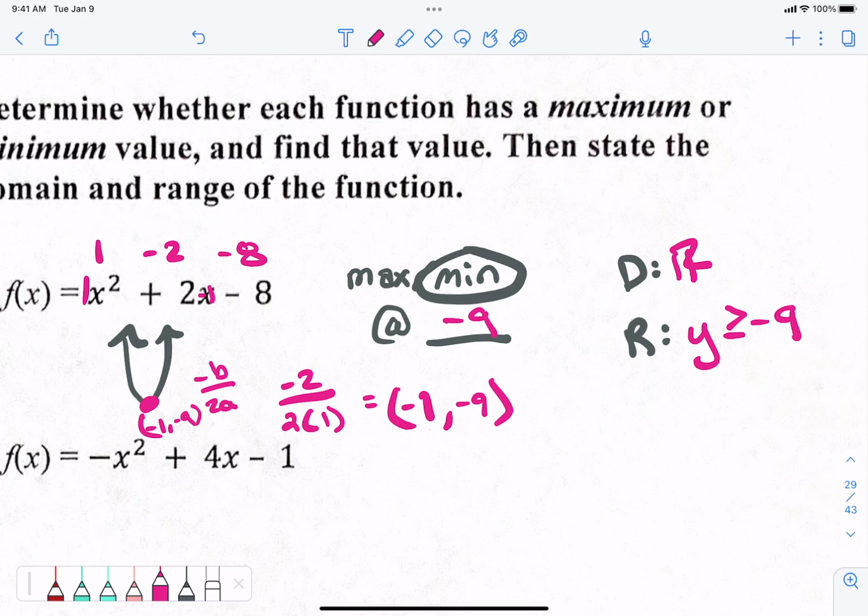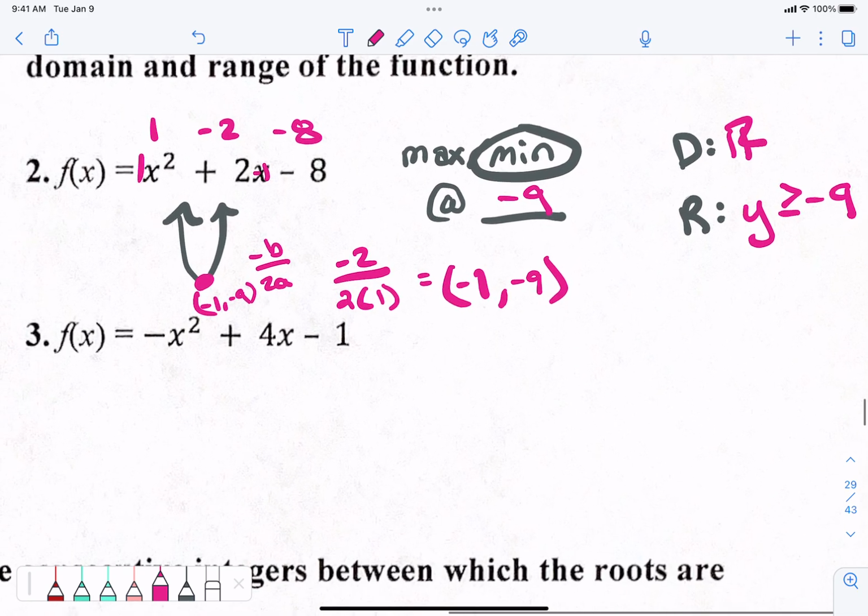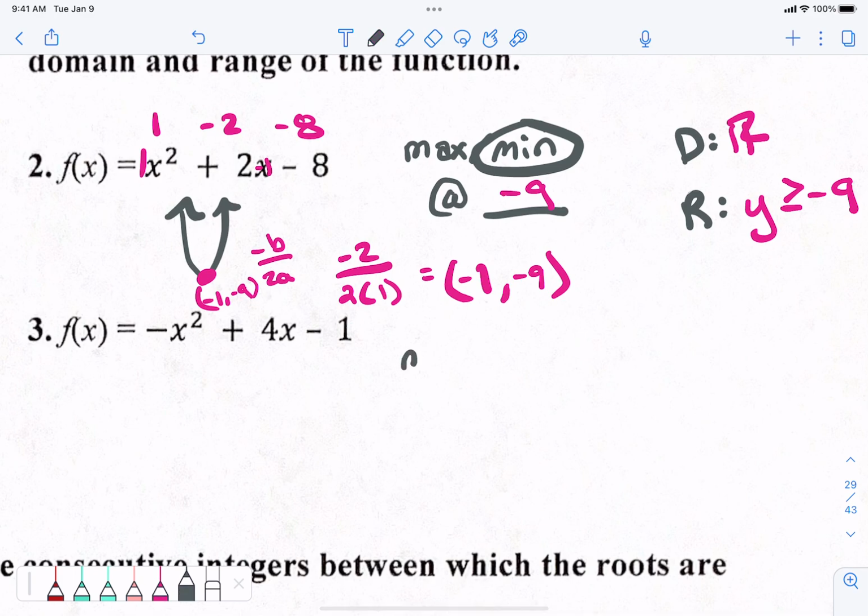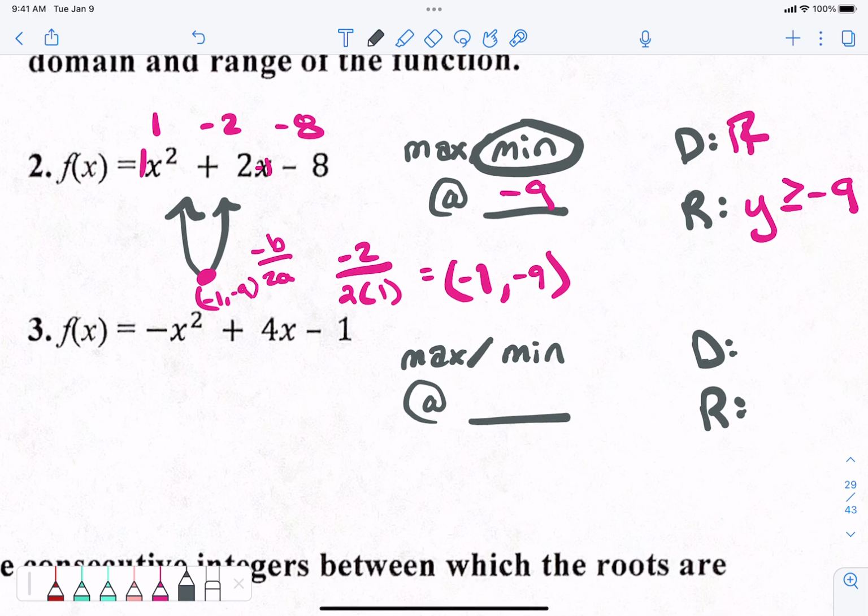All right, you try number 3. Same steps again. You have to label these max or min, where that's located at, and then domain and range. Okay? Figure those out. I'll give you a head start and then I'll go.